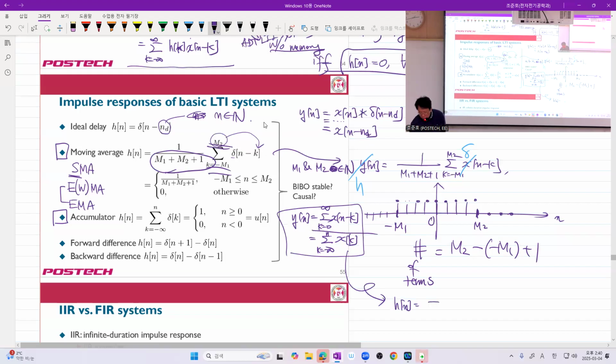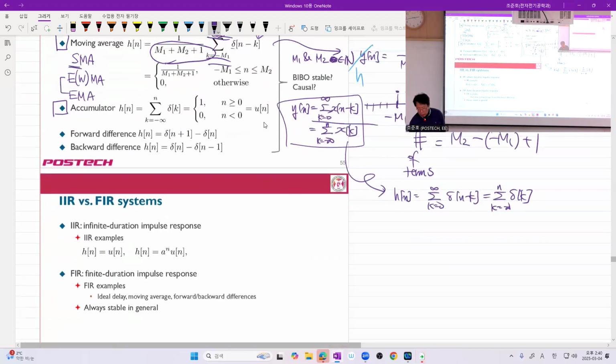If you use the upper one, if you use the lower one, and if you draw both of them, what do you have? Let's start with this one. For k equals 0, you have delta of n, delta of n minus 1, delta of n minus 2, and up to infinity. So this is the first one. What about the second one?